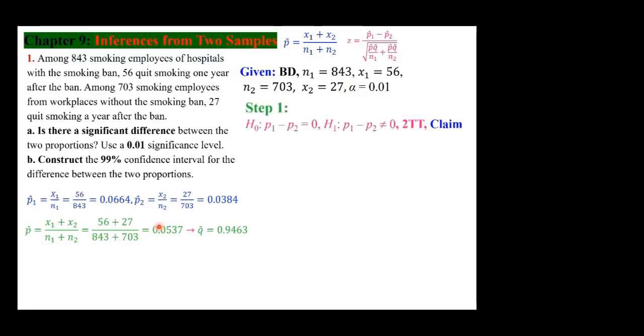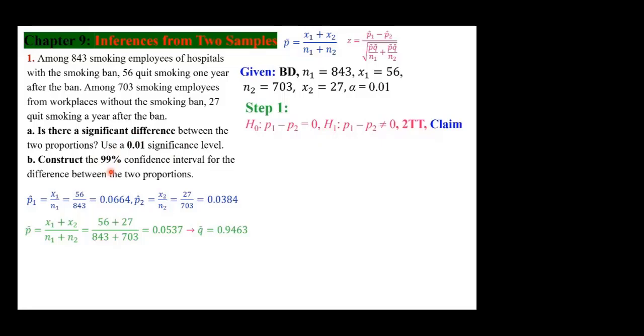what is the first step? H0: P1 minus P2 is 0. H1: P1 minus P2 is not 0, which makes it a two-tailed test, and that's a claim. And by the way, 0.01 significance level for a two-tailed test corresponds to 99% confidence interval.